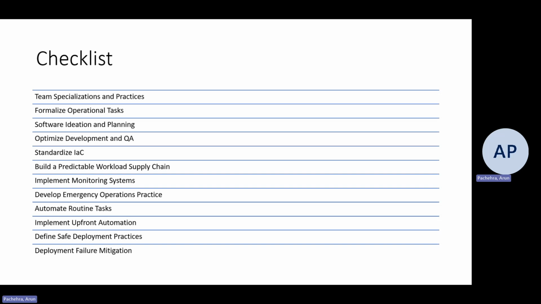Ensure that deployments are small, incremental, and risk managed. Utilize Azure DevOps and feature flags in Azure App Configuration to define safe deployment practices. Quickly recover from issues during deployment. Have rollback strategies and feature toggles in place. Use ASR for app recovery. This could be a deployment failure mitigation.